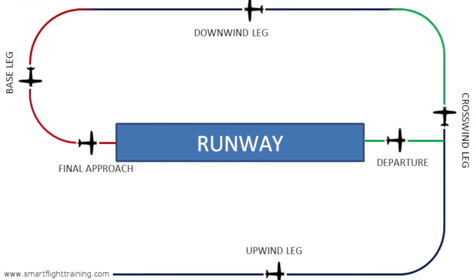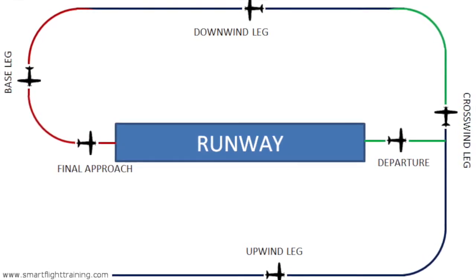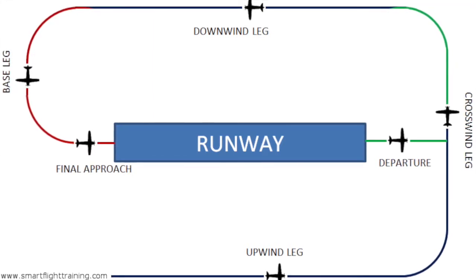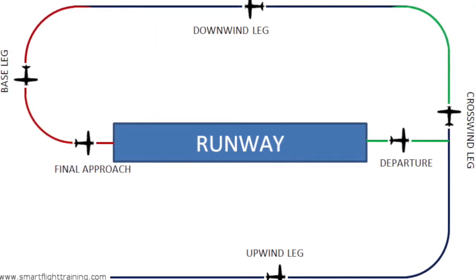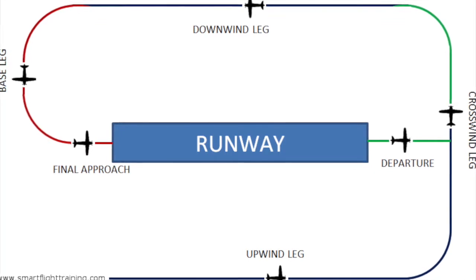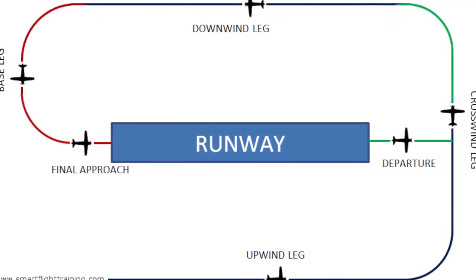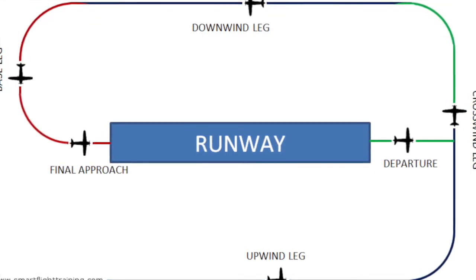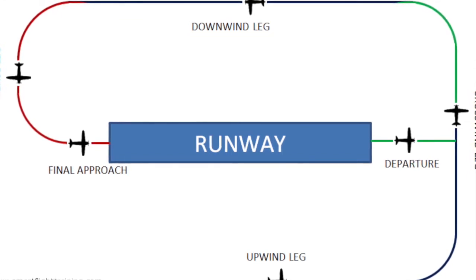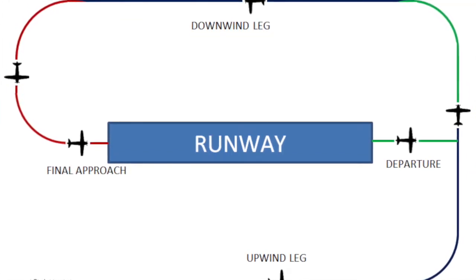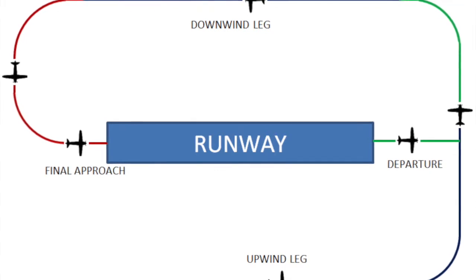The traffic pattern contains 4 legs. The first leg that you'll normally enter in is the downwind leg. You'll fly parallel to the runway until you're past it, a good distance. Then you'll turn onto your base leg. Your base leg will get you from the distance you were of the runway to equal with the runway.